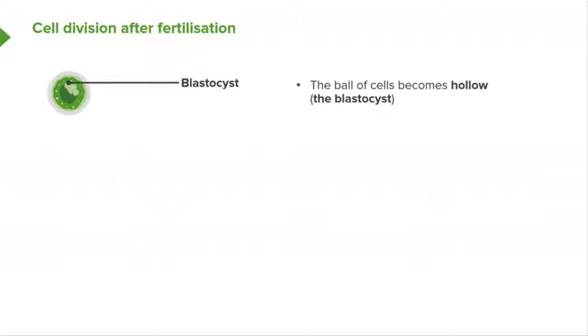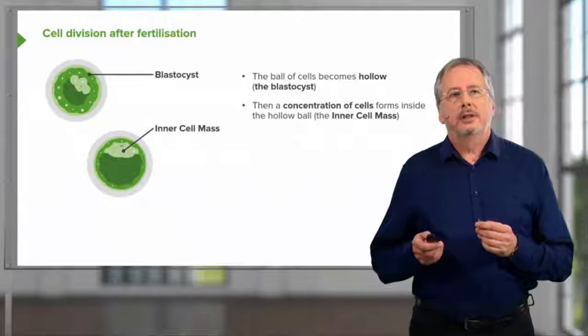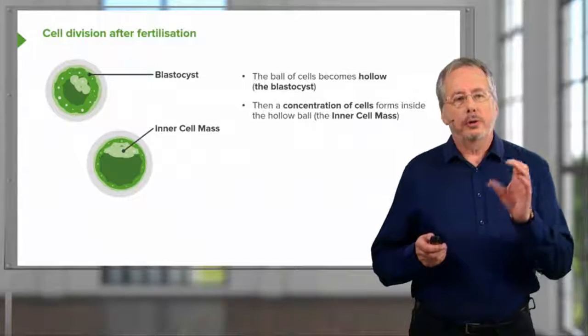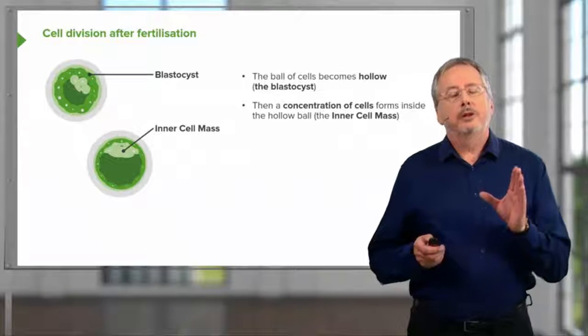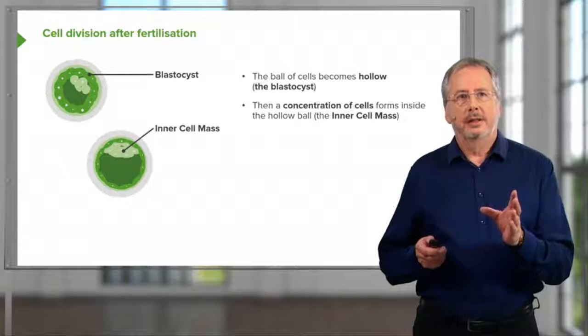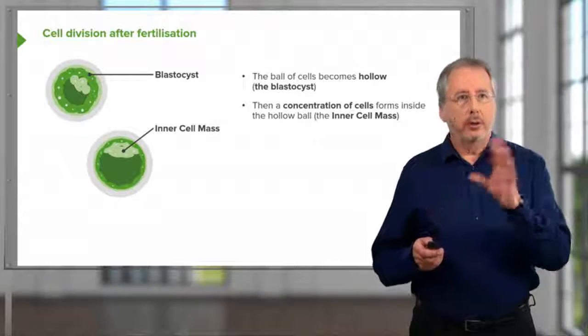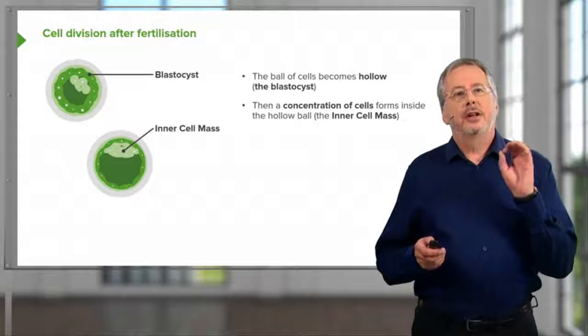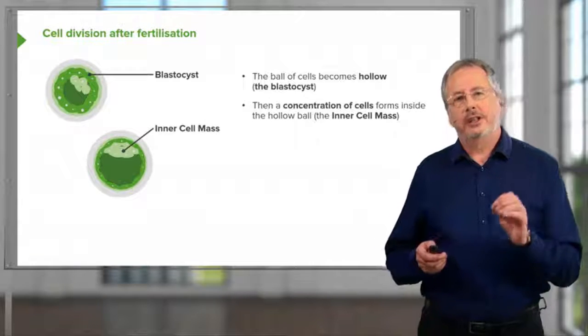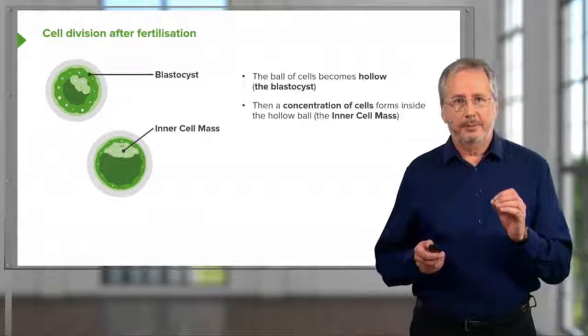This ball of cells is actually becoming hollow, and at this stage it's called the blastocyst. Looking at this in a slightly larger view, you can see the blastocyst with a hollow space inside, but you can also see that there's a concentration of cells forming inside the ball of cells. The ball of cells as a whole is called the blastocyst, and that little group of cells on the inside is quite sensibly called the inner cell mass.